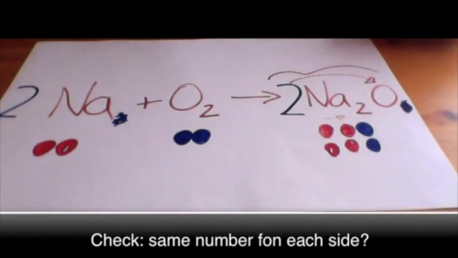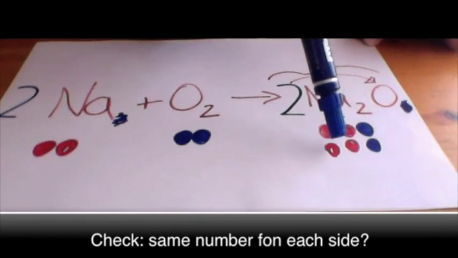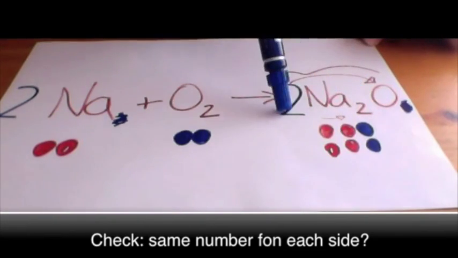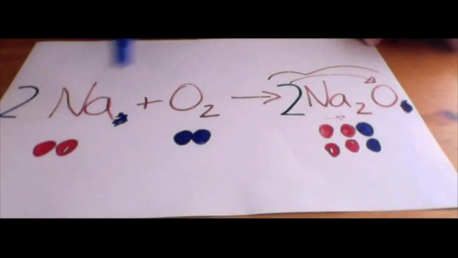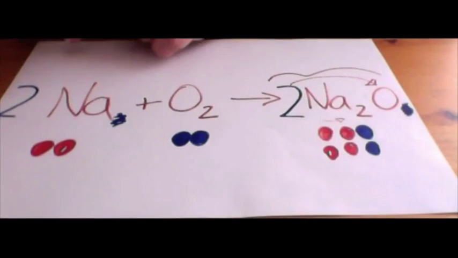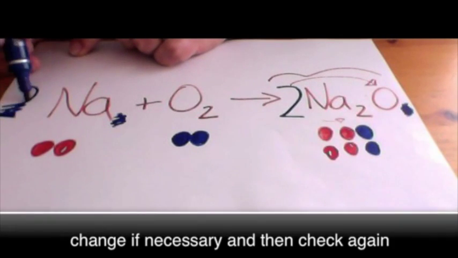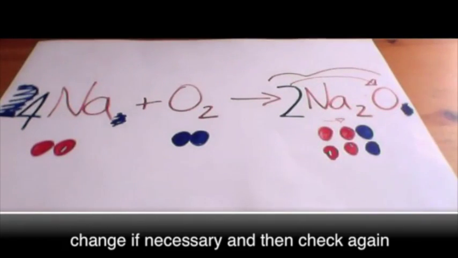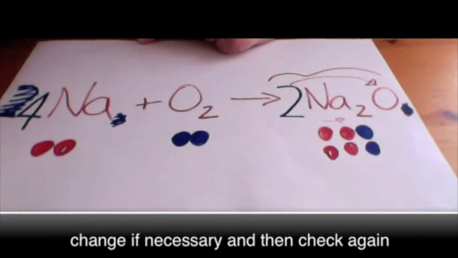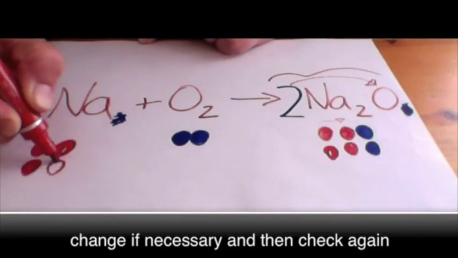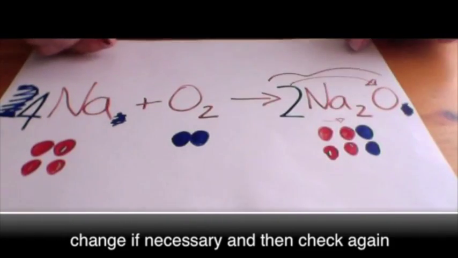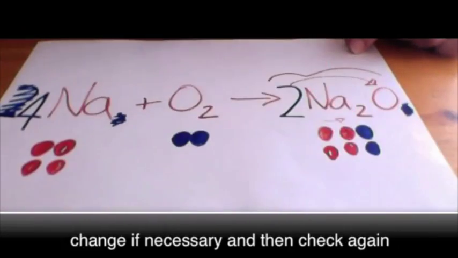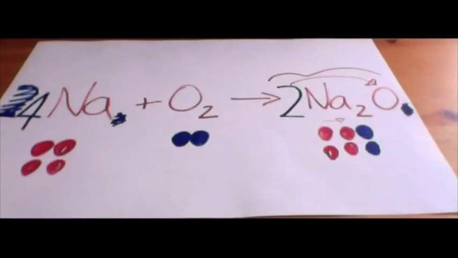So let's count it up. 2 oxygens, 2 oxygens. 4 sodiums, because 2 here, 2 here. We only put a 2 in front of here before. So don't worry, sometimes you have to change things. Now we're going to try a 4 in front of there instead. So now we have 4 sodiums. The 4 in front of there means 4 sodiums. And we've got 4 sodiums. 2 oxygens, 2 oxygens. Our equation is balanced.